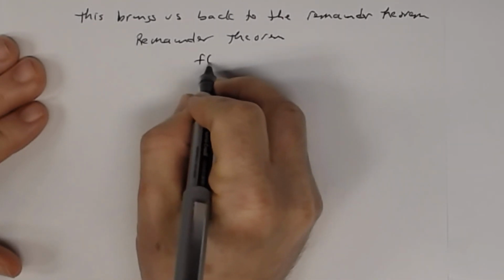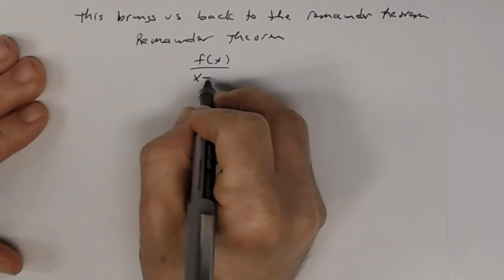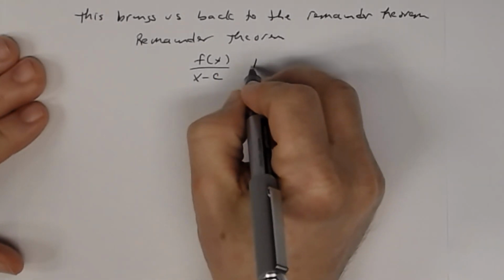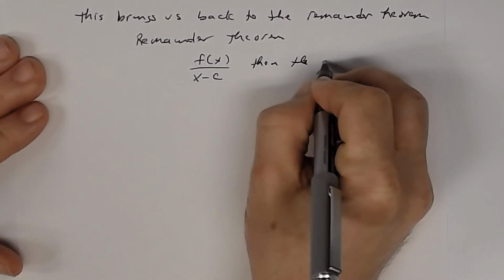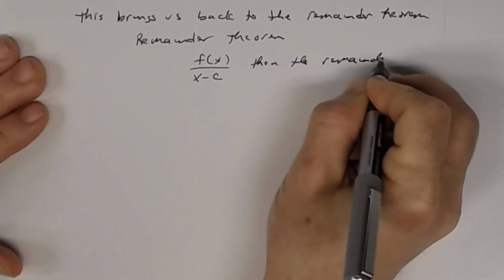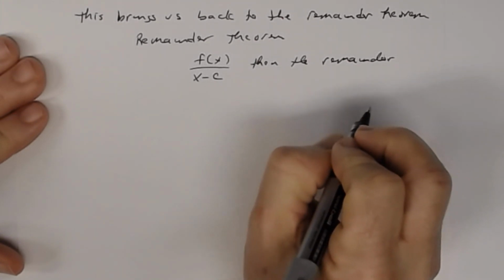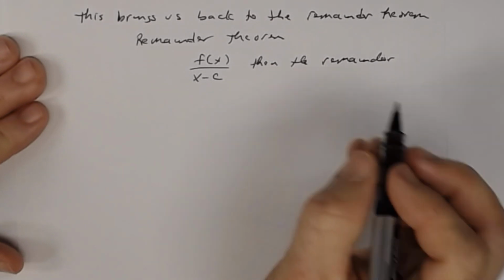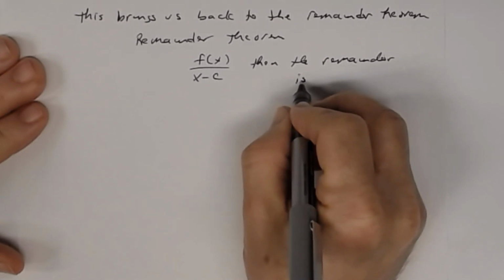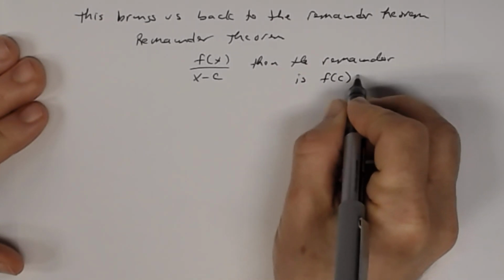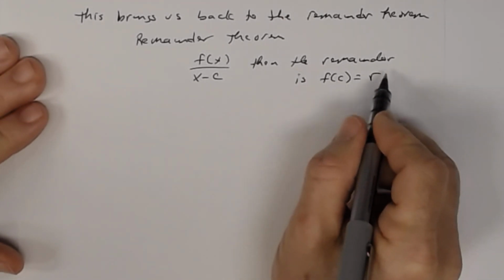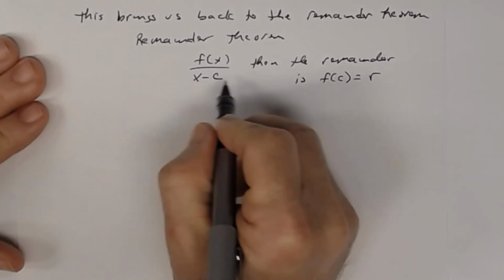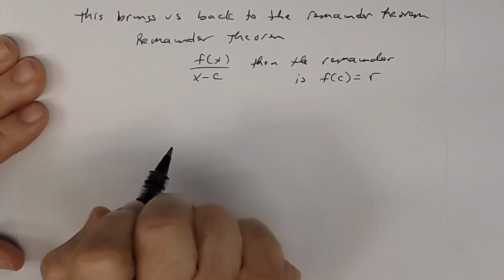stated this. If you have a polynomial divided by x minus c, then whatever remainder you would get if you use synthetic division, the remainder is just f of c, which equals r. So whatever c is here, f of c would be your remainder.